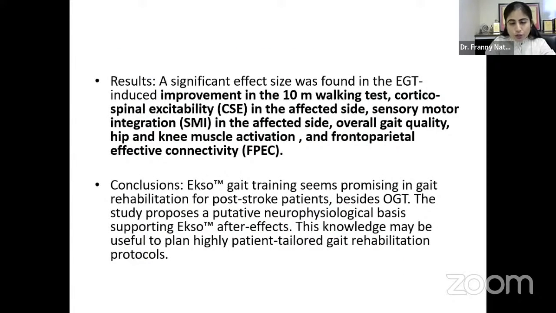And the results showed that the group that performed both the conventional therapy and robotic assisted overground training had improvement in the 10-meter walk test, corticospinal excitability in the affected side, sensory motor integration on the affected side, and overall gait quality with improved hip and knee muscle activation and frontoparietal effective connectivity. So this knowledge may be useful for planning highly patient-tailored gait rehabilitation programs.